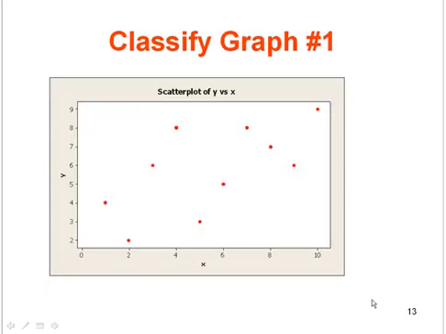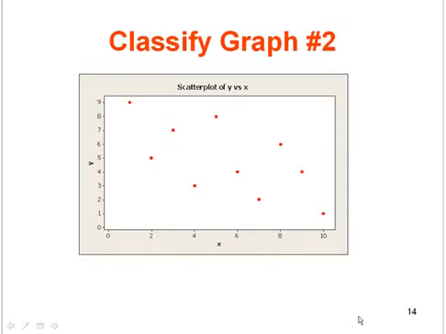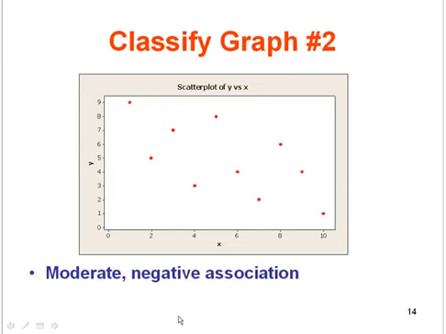How would you classify this graph? The points seem to be rising to the right. If we were to think about superimposing a straight line on this data, I would classify it as not a strong relationship, but perhaps a moderate positive association. Here it seems as if the points are falling to the right. So we'll describe this as a moderate negative association.